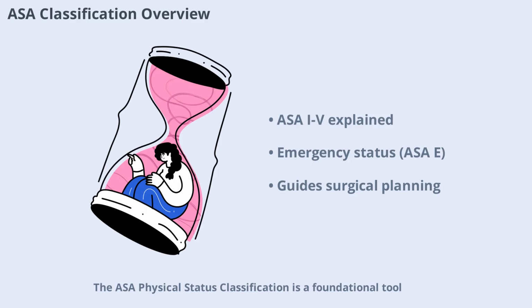The ASA Physical Status Classification is a foundational tool for evaluating a patient's medical risk prior to oral surgery. ASA 1 refers to a normal, healthy patient with no systemic disease. ASA 2 includes those with mild systemic disease, such as well-controlled hypertension or diabetes. ASA 3 is for patients with severe systemic disease that limits activity but isn't incapacitating.